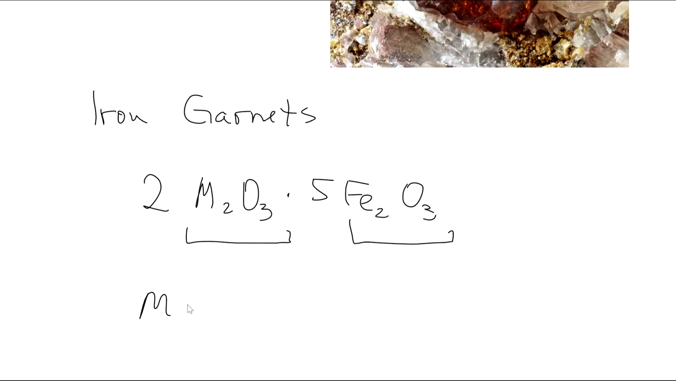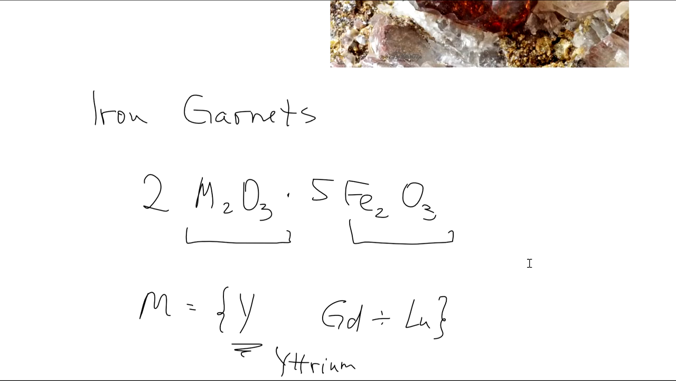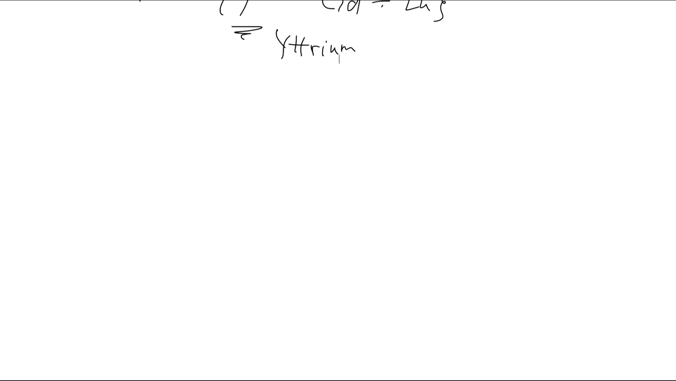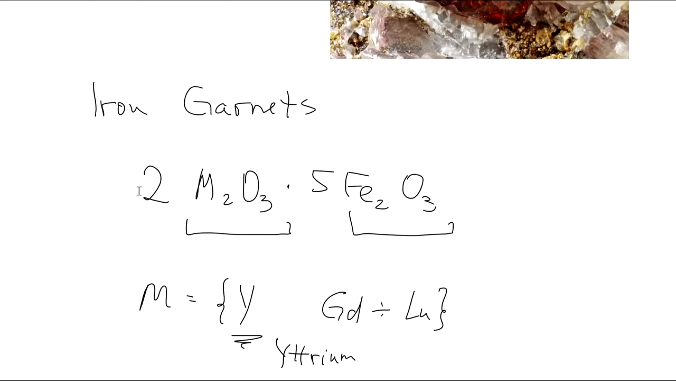So metal, in this case, can be different elements. One of those is yttrium. The other one can be from the lanthanide series, somewhere from gadolinium to lutetium. And this is Y, yttrium. Let me write it. Yttrium. So the very, very special one is yttrium iron garnet. Yttrium iron garnet is yttrium 2O3 times 5 iron 2O3.